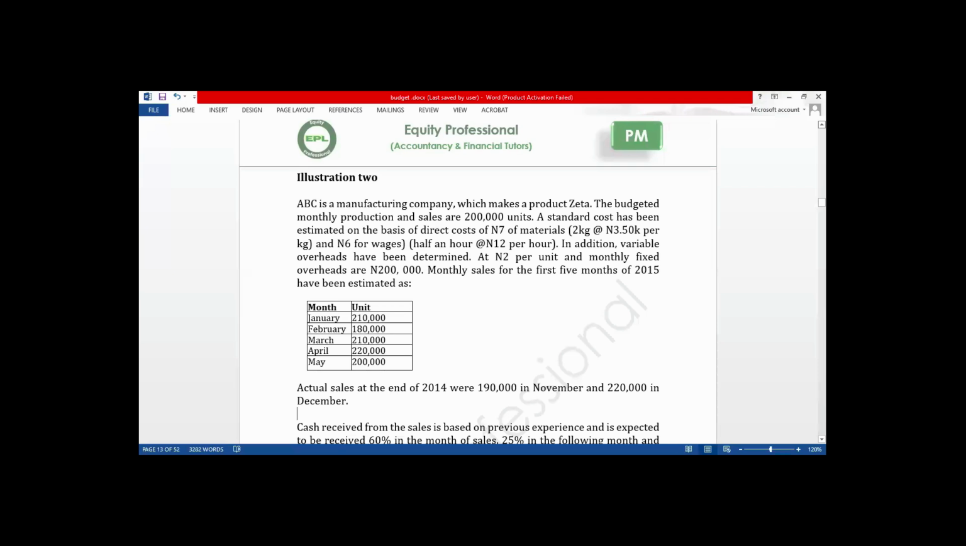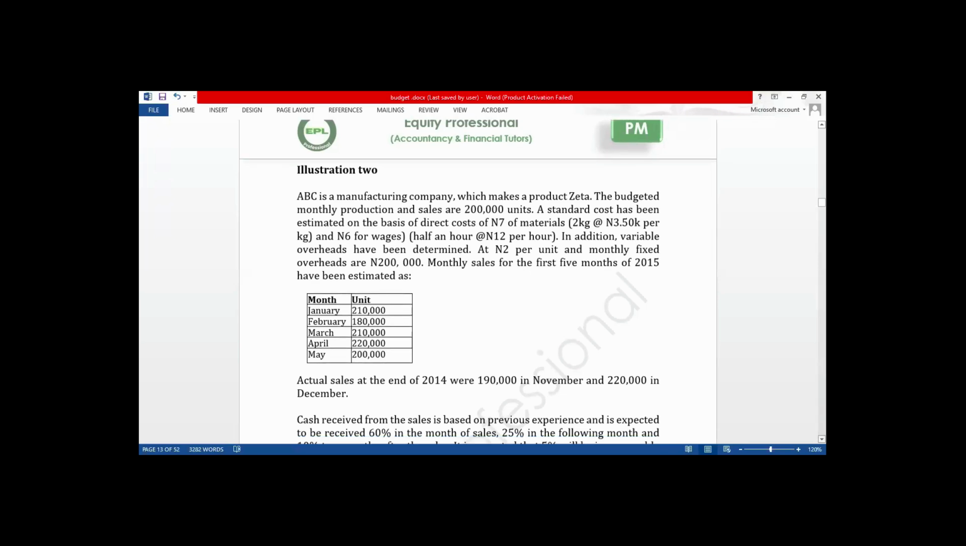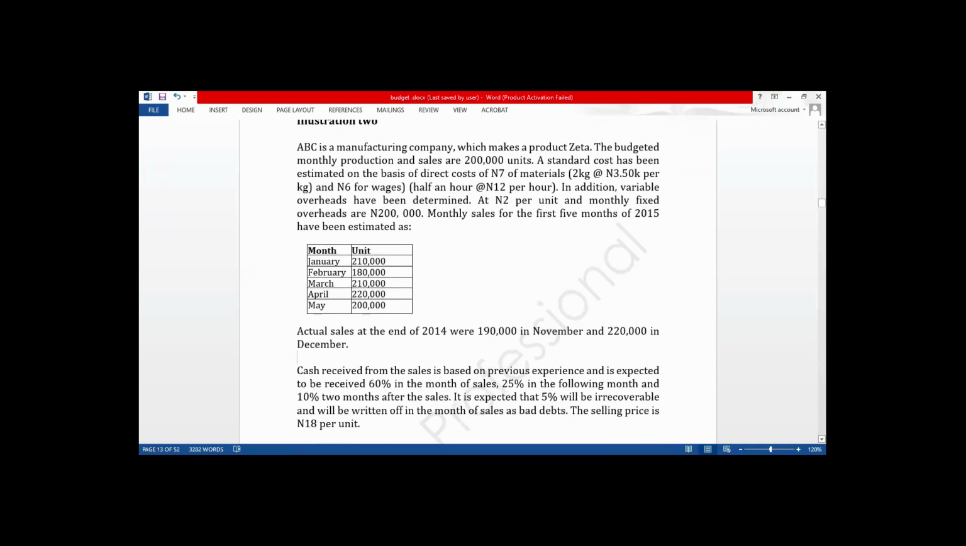Look at the estimated sales for January: 210,000, February, March, April, May. The next paragraph: actual sales at the end of 2014 were 190,000 in November and 220,000 in December.